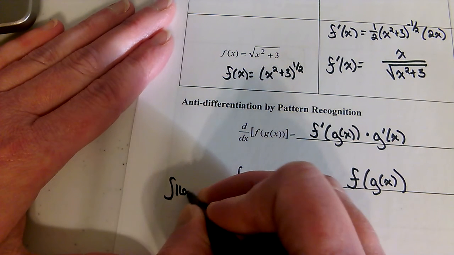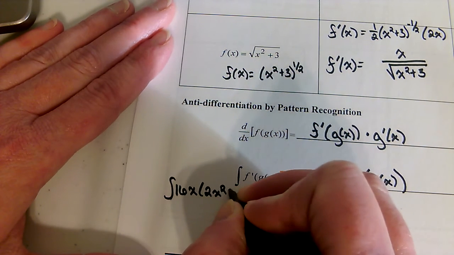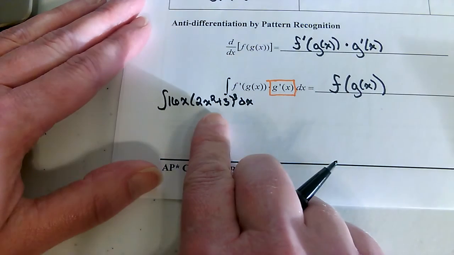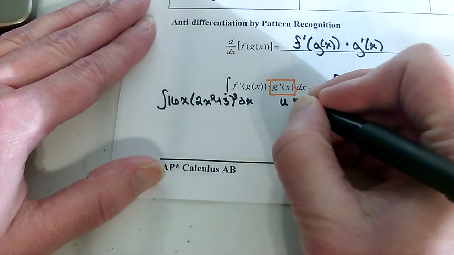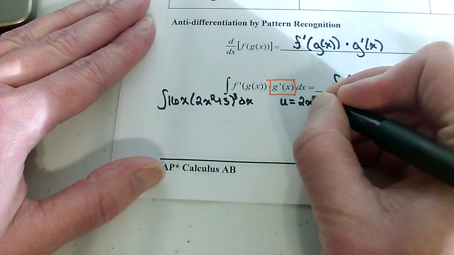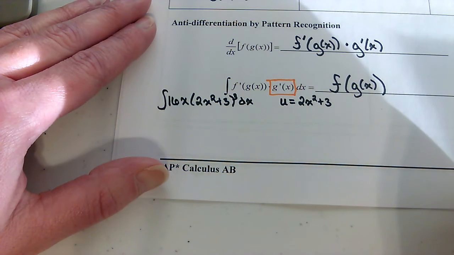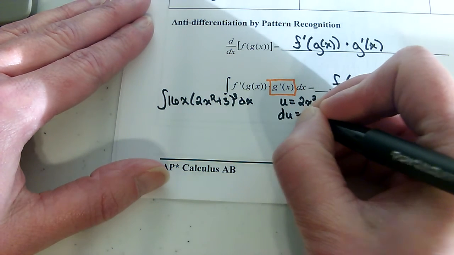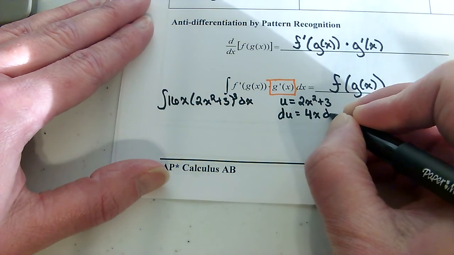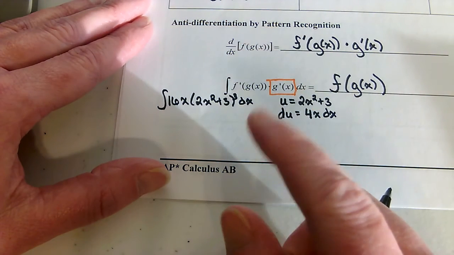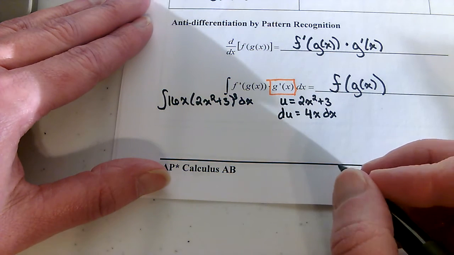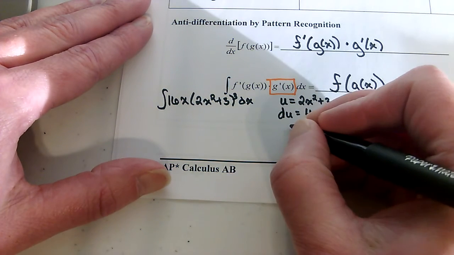that first one was 16x times 2x squared plus 3 cubed dx. For the U-substitution, what we're going to do is we're going to let u be the peanut. Now take the derivative of that. Well, that's 4x dx, technically, just to get a little interesting there. I'm going to solve this for dx.